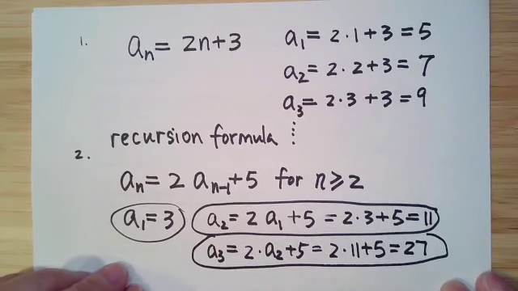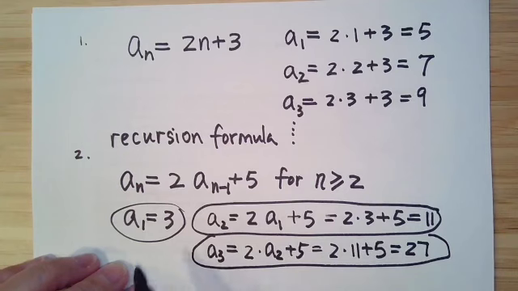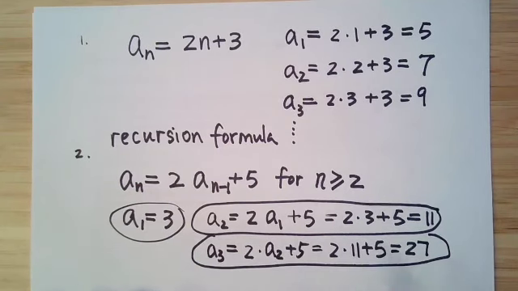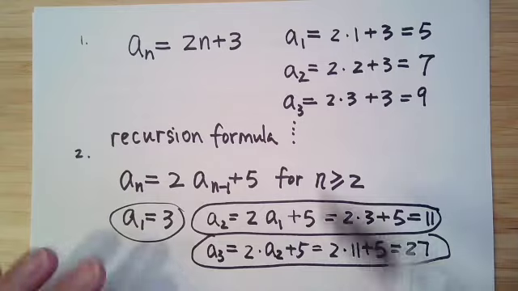Now we call this a recursion formula because I have to give you a1, and then I give you the relationship between the nth and n minus 1th term. So I give you the relationship between 2 consecutive terms. So from a1, you can use the formula to get a2. And then from a2, you can use the formula to get a3. It's not like this one.